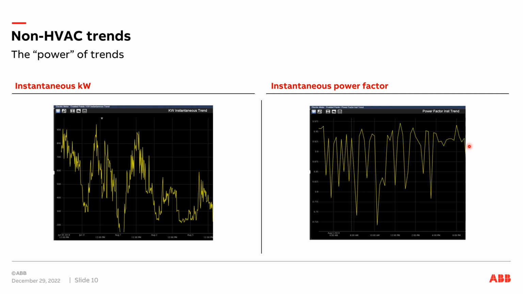So we were able to look at this, figure out what exactly was going on that was making our power factor dip at these times of the day, correct that, and save ourselves thousands and thousands of dollars in power factor penalties. So as you're looking at setting up your operator workstation, don't just think about your HVAC system. What else can you integrate to make that information readily available for yourself?